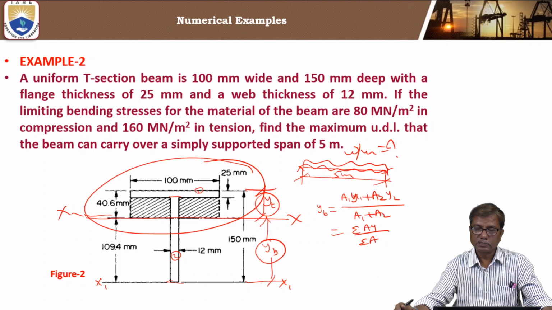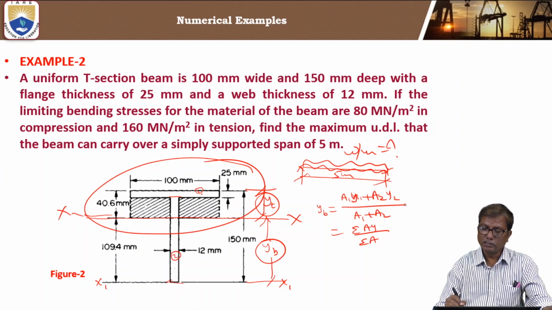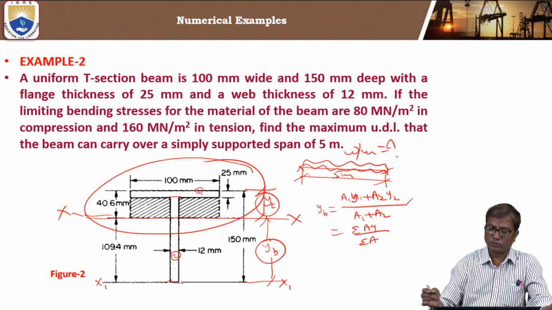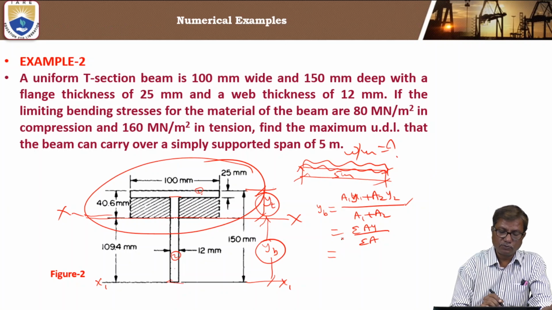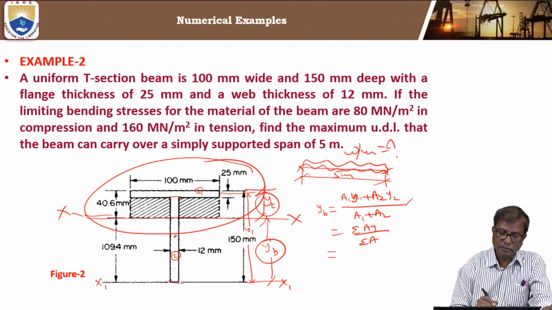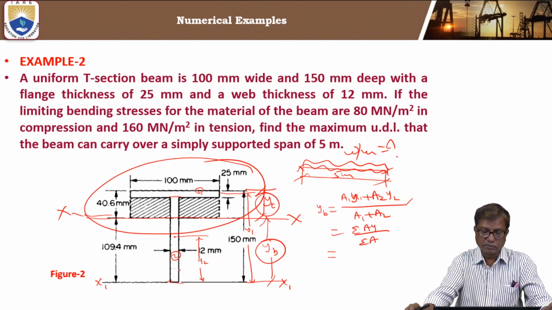There may be any number of components. Here we have two components, area 1 and area 2, flange and web. So we have taken the expression as A1 y1 plus A2 y2 by A1 plus A2. So what is A1 and what is y1? Y1 is the distance of centroid of this area from reference axis x1. Similarly, y2 is the distance of centroid of web portion from x1.